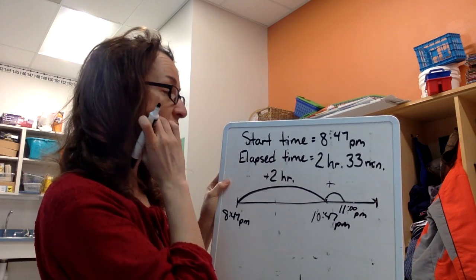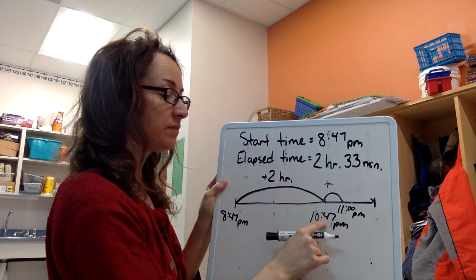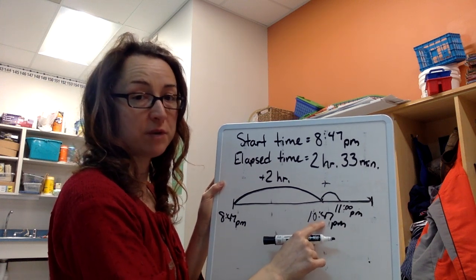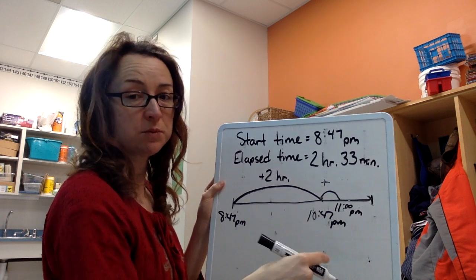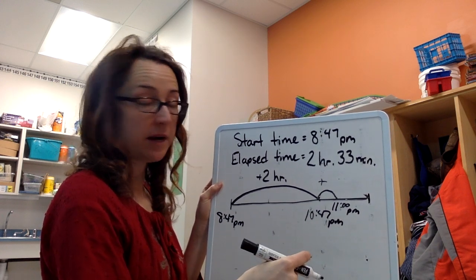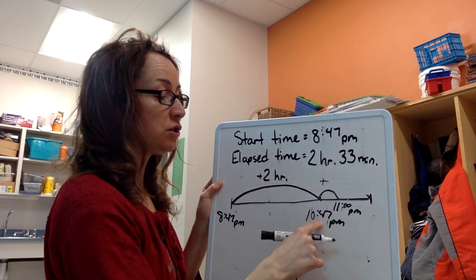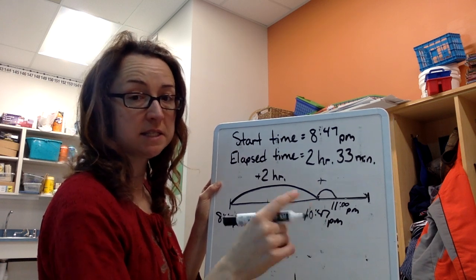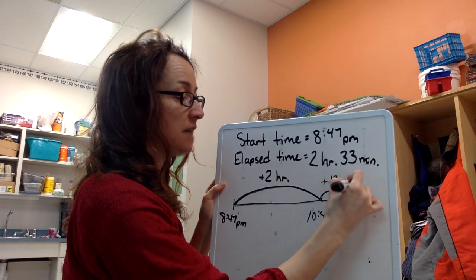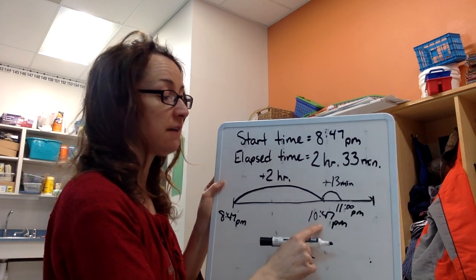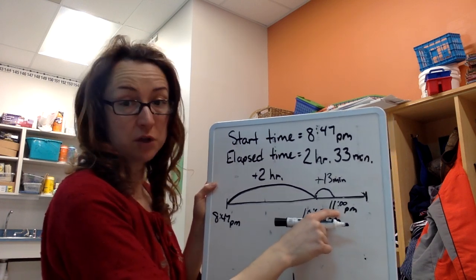So I'm going to look at my 33 minutes, and I'm going to add on some time to my 47 until I get to 60. So I know 47 plus 3 is going to give me 50, all right? And then I'm going to add another 10 to give me 60 minutes. So that is 13 minutes that I've just added on to 10:47 to get me to 11 o'clock.